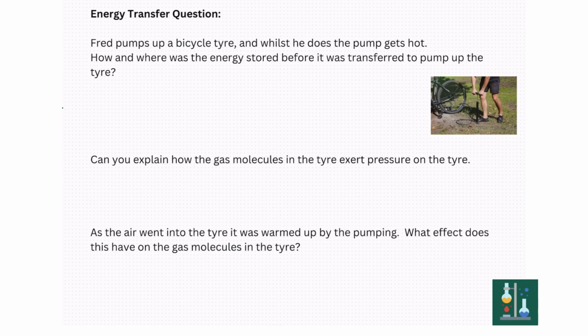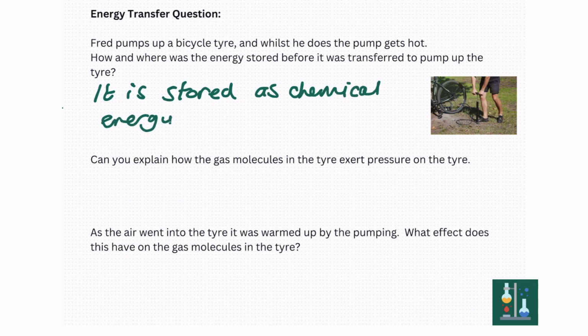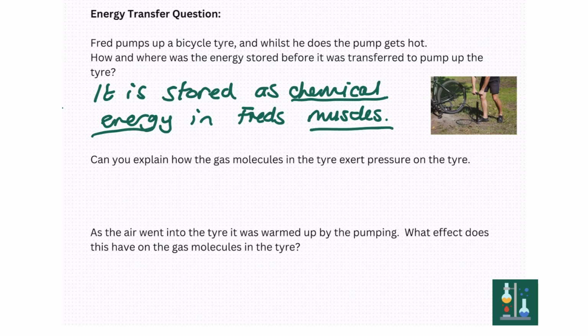So your answer needs to be, it is stored as chemical energy in Fred's muscles. Now, important that we say chemical energy, important that we say muscles. You can get away with just saying stored as chemical energy in Fred, and you could also get the mark if you said it's stored as chemical energy in glucose, and that's due to the link of the glucose and the respiration for the release of the energy. Okay, that gets you the 1 mark on that part.